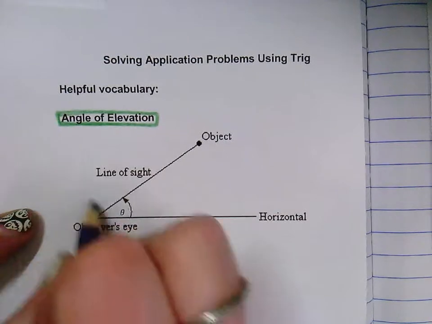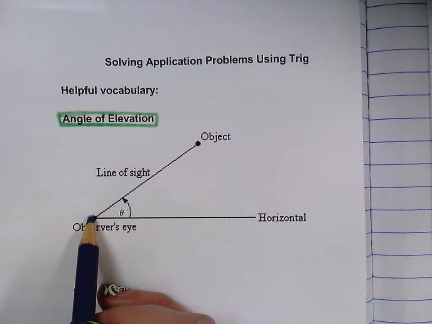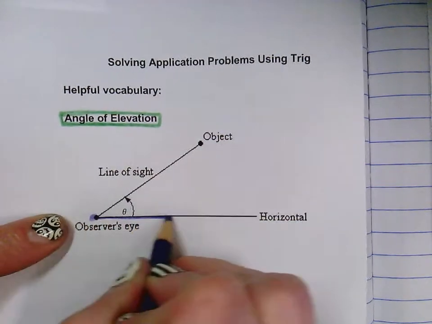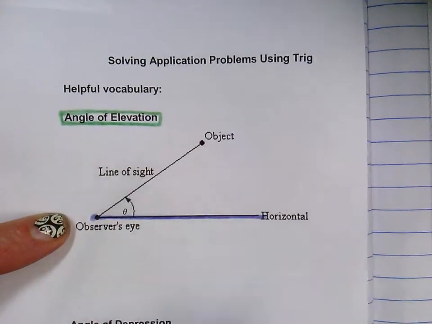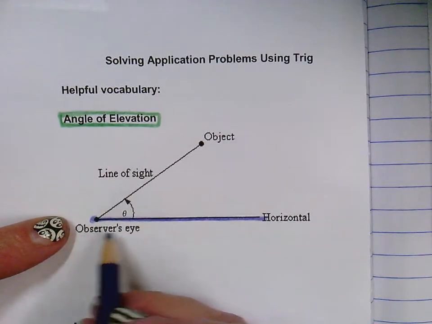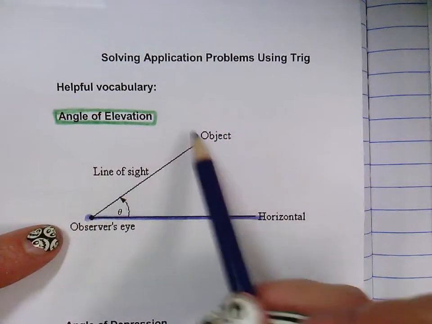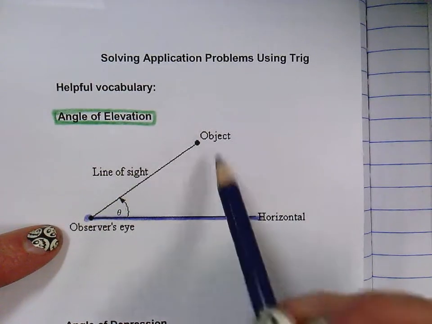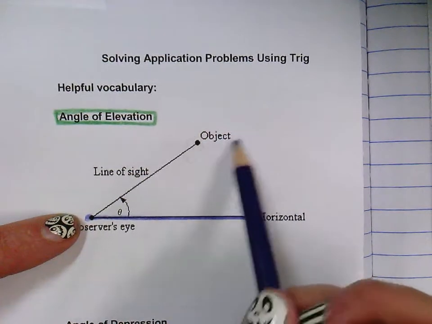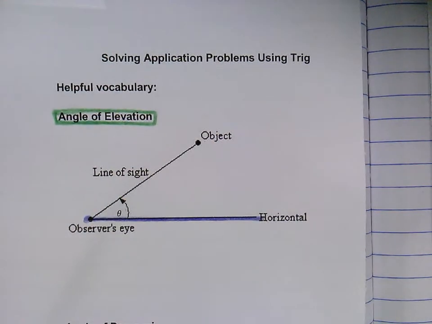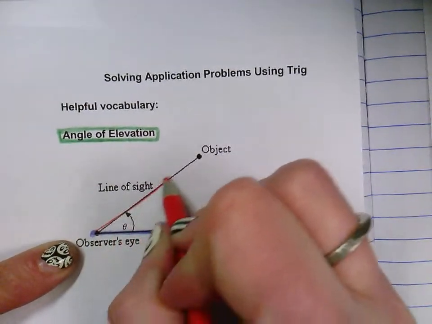This is their head. Their feet are down here somewhere on the ground, and this is their eyeball. And if they were to look straight out, that would be their horizontal line of sight. So this we would think about as parallel to the ground. Now, if we have an object, let's say we have a tree, and there's a bird up in the tree, and the person looks up at the bird, they've now adjusted their line of sight to be here.